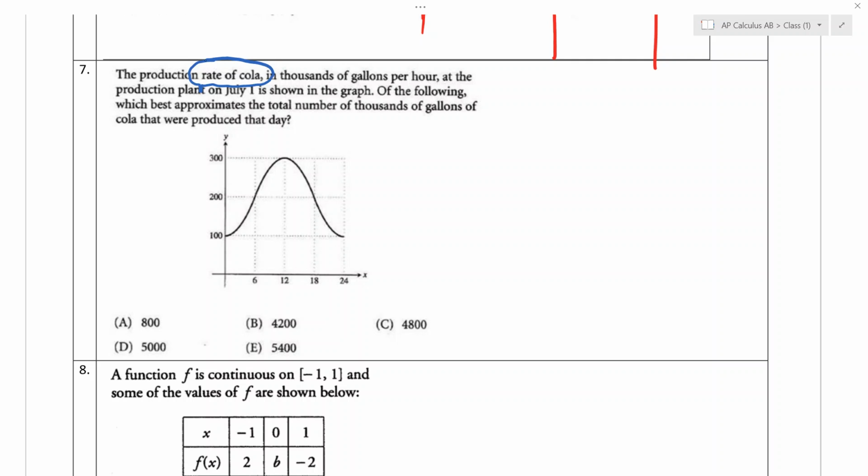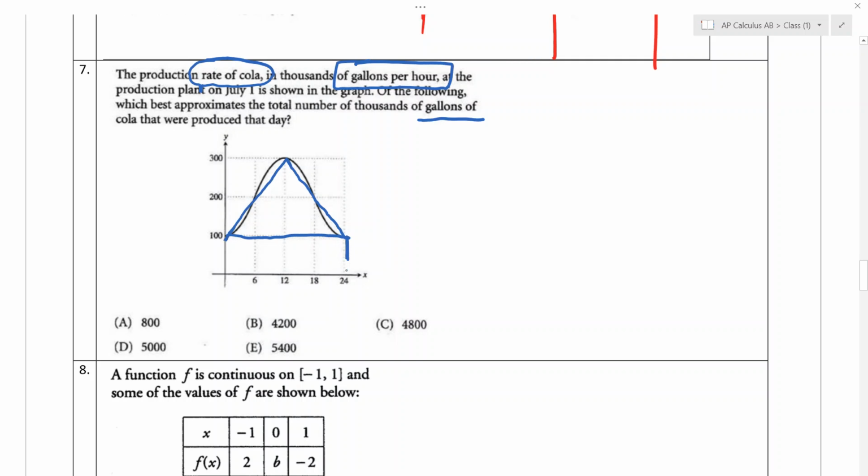Anyway, which best approximates the total number of gallons? So just looking at the units. The function we have, the graph, is gallons per hour. They're asking us how many gallons. We need to integrate this function. I don't know what function that is, so the best I can do to integrate it is find the area underneath the curve. You can do it a couple ways, but do you see that this is going to be kind of like a triangle situation here? See that big triangle sitting there?